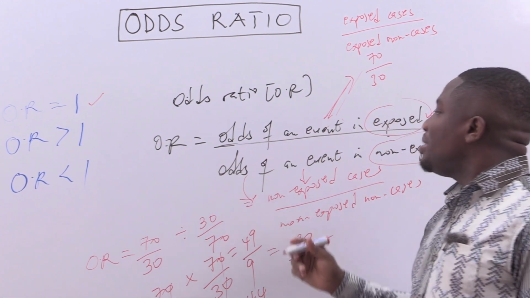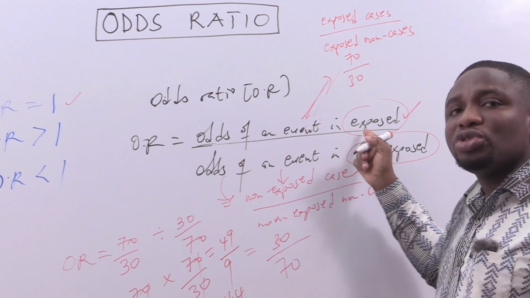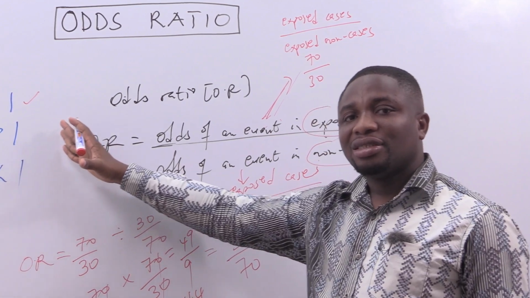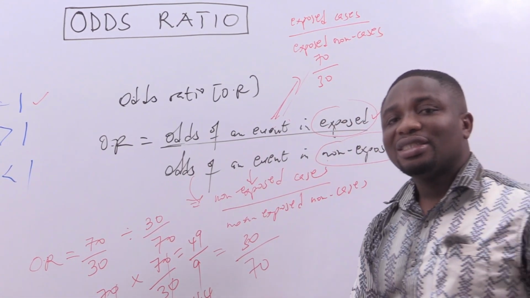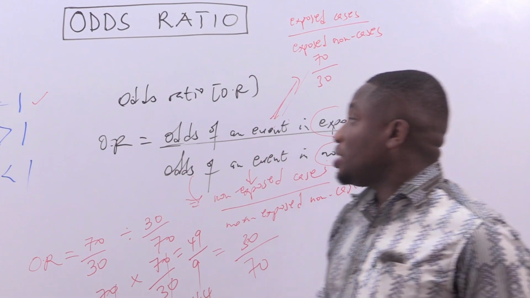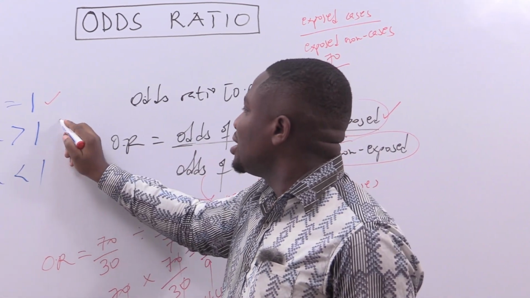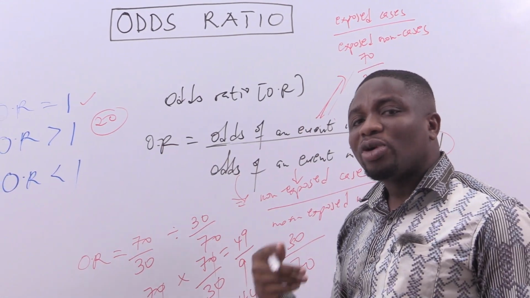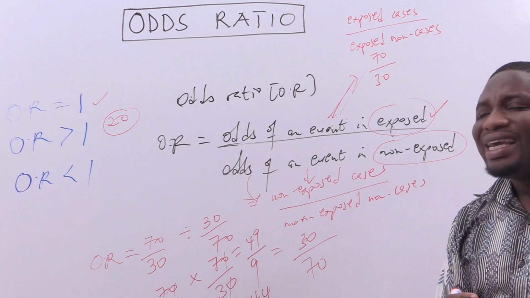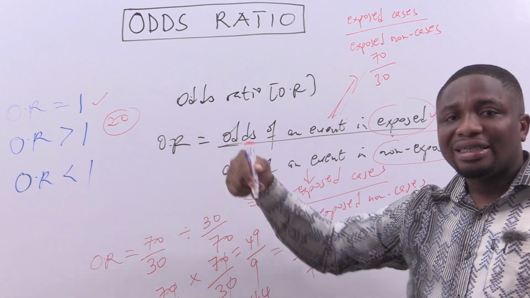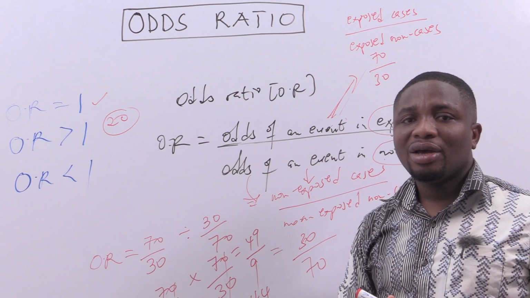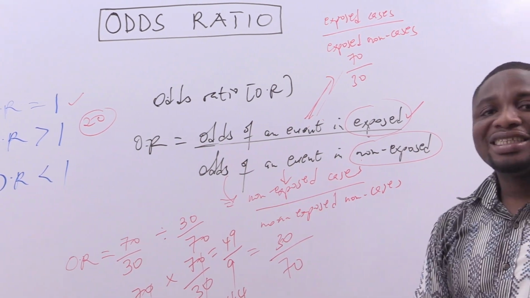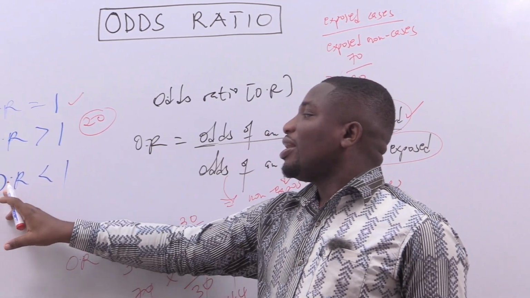What that means is that the odds of an event in the exposed population is going to be greater by that much than the odds of an event in the non-exposed. So let's take, for example, the odds ratio here is 20, which is greater than 1. Then we'll say that the odds that the disease will occur should there be exposure is 20 times greater than the odds that the disease will occur in the absence of exposure.